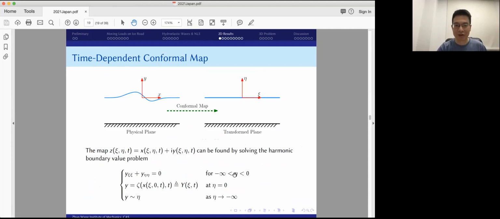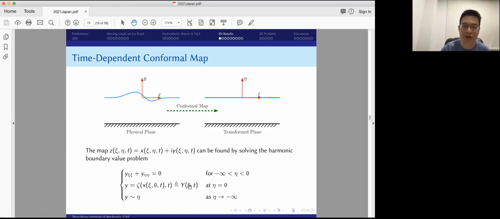Okay, so let's move on to the fully nonlinear theory, fully nonlinear numerical experiments. And the numerical experiment is not difficult, right? There are a lot of excellent numerical schemes for two-dimensional water wave problems.